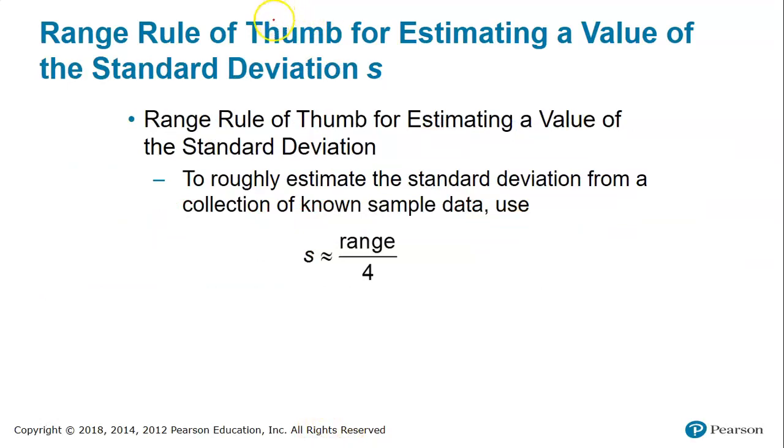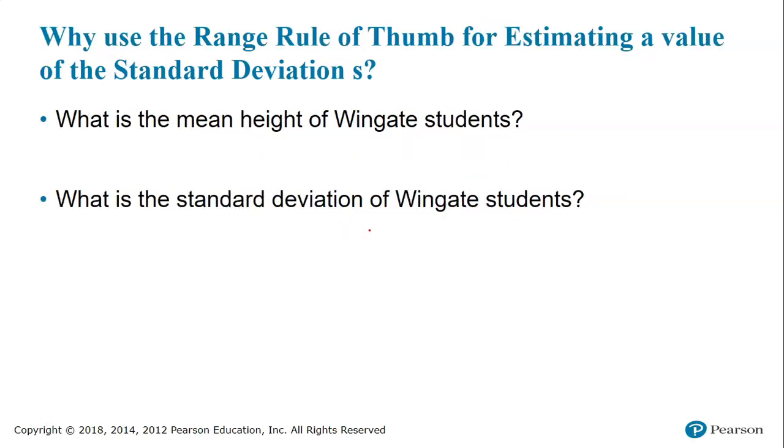Okay, we have another range rule of thumb. This one's for estimating a value of the standard deviation. So with our range rule of thumb, we use that s is approximately equal to the range divided by 4. So that's just a rough, as it says, guide or rule of thumb for being able to estimate the standard deviation. I want you to think about this.